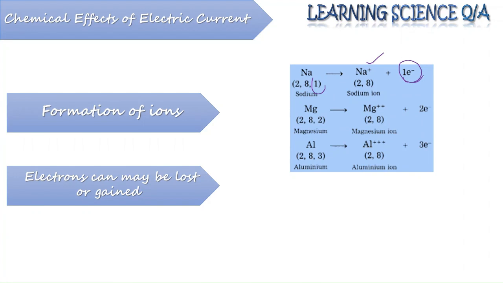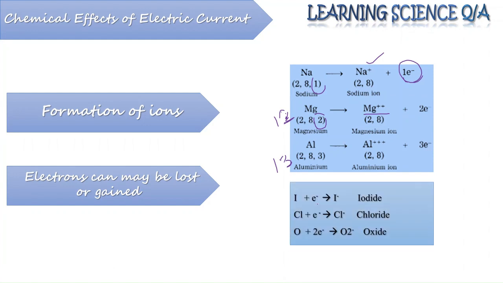Similarly, magnesium, with atomic number 12, can easily lose two electrons, again the outermost electrons, and it can become a magnesium ion, Mg2+. Aluminium with atomic number 13 can lose 3 electrons and it can become an aluminium ion, Al3+.